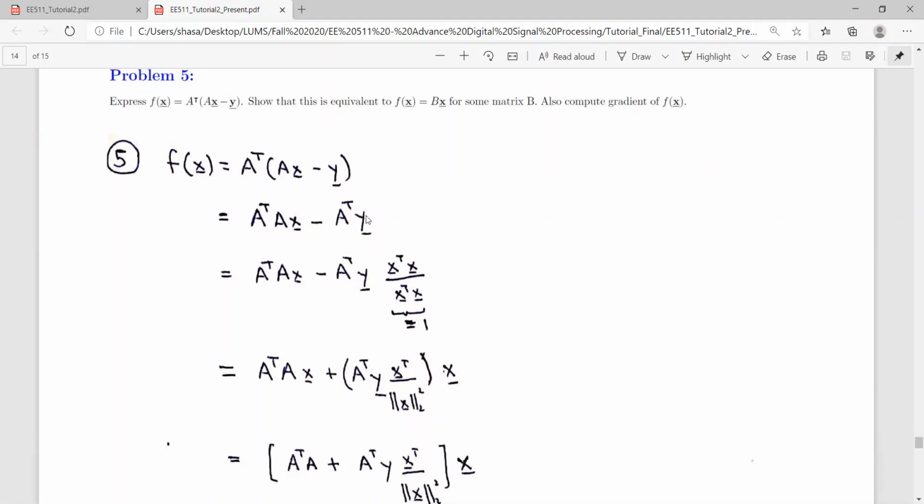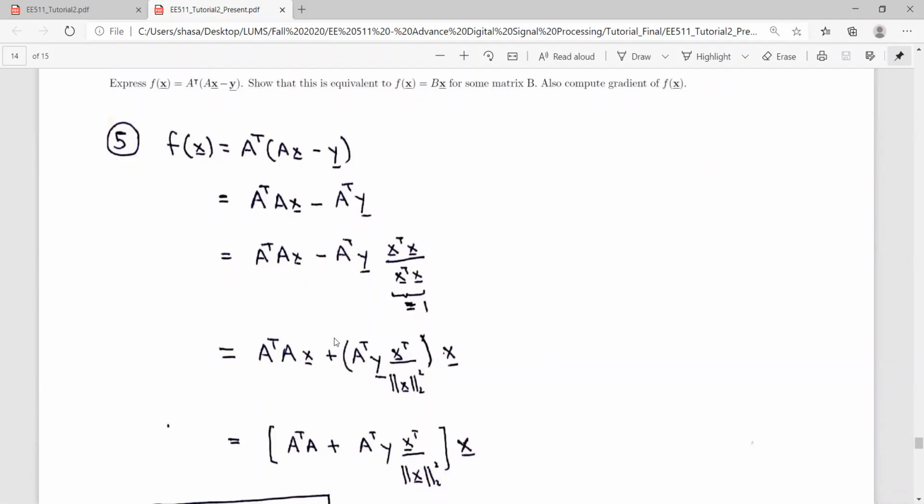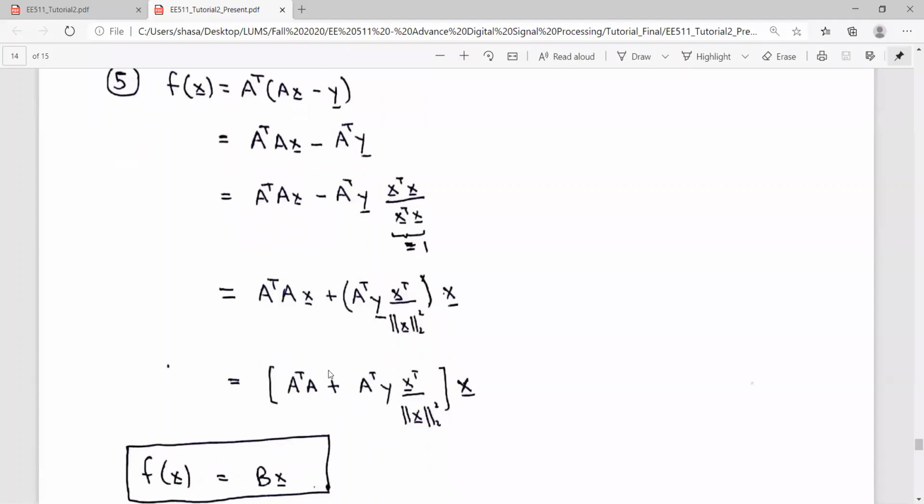But what I want is the vector x here. So how can I bring it here? Once again, I'll use the property that if I have a 1 here, then things would be really easy for me. So I just multiply and divide with the L2 norm squared, x transpose x and x transpose x. Then I combine this expression here. So this is x transpose y times x, and this x is outside. And now I see that I can factorize or simplify it to this expression.